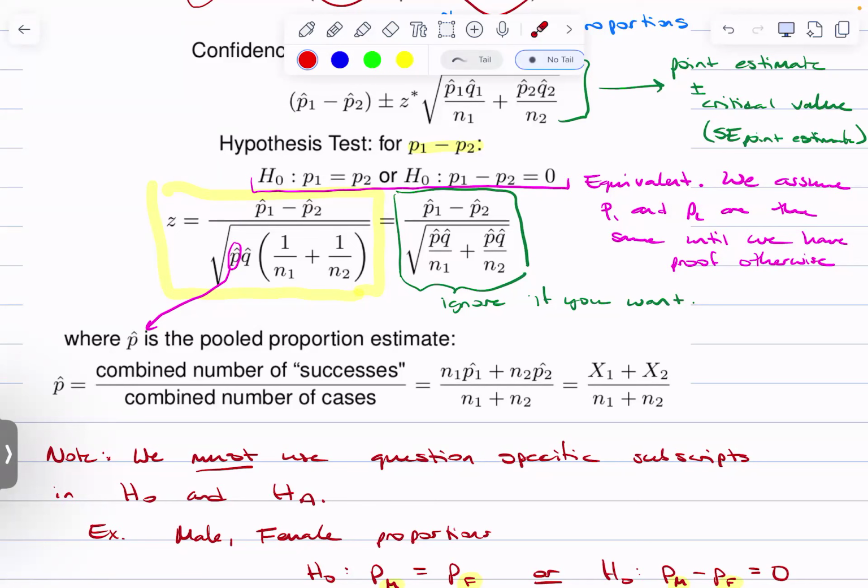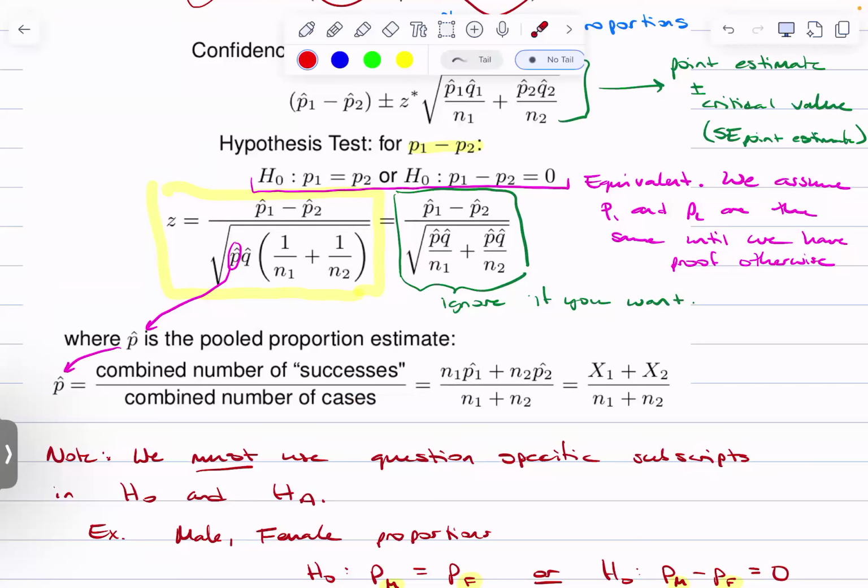And so what we're going to say is that, okay, if these two things are the same, I should be able to shove both my samples into a pool and then just find a joint proportion, right? And so that's what this pooled proportion estimate is all about. Okay, and so you just say, if they're the same, it doesn't matter. I should be able to throw them all into one group, right? And find the combined number of successes over the combined number of cases. Okay? And that's going to be my P hat.